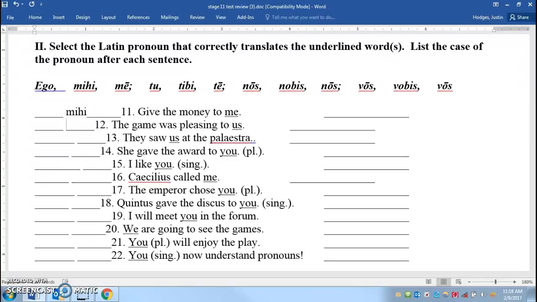Number 12, the game was pleasing to us. Well, that has the word to in front of it. So once again, we know it's dative, and us is a form of we, so it is going to be the dative form of nos, or nobis.